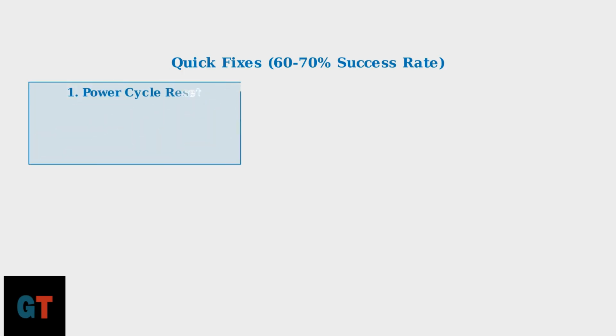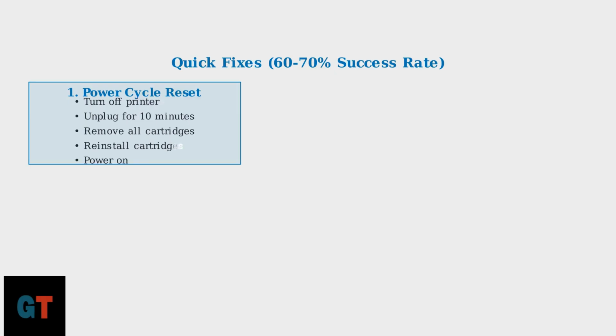The first approach involves 3 quick fixes that resolve the majority of B204 errors. These solutions have a success rate of 60 to 70% and should be attempted before considering more complex interventions. The power cycle reset is the most fundamental solution. Turn off your printer completely, unplug it from power for exactly 10 minutes, remove all ink cartridges during this time, then reinstall them firmly and power the printer back on.